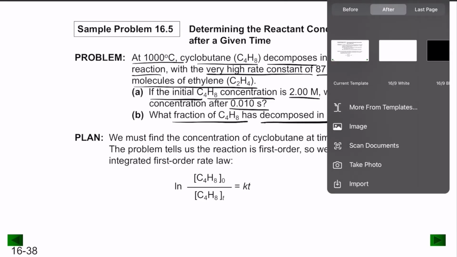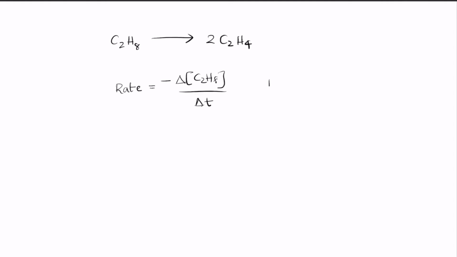First, notice that it's given that C4H8 decomposes and forms 2 C2H4. So in this reaction, the rate of the reaction is given as minus delta of C4H8 by delta t. But notice that they've given us that this is a first order reaction. So we know that the rate is k times A to the power 1, where A here is only one species, which is C4H8, to the power 1.